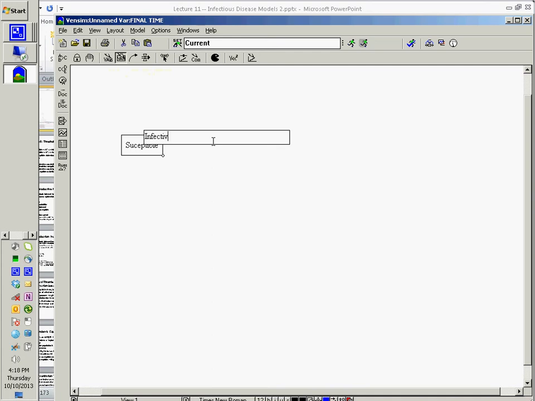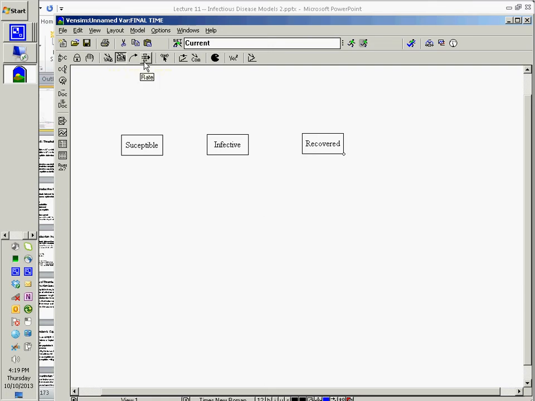Susceptible, I'll call it infective, just to be quite clear. This is someone who's not only infected, but also spreading infection. And I'll click over here for recovered, okay? So there's some stocks, right?